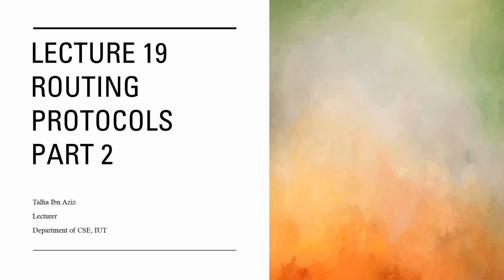This is lecture 19, which covers the second part of the different routing protocols that we're supposed to cover. In the last lecture we learned about two different routing protocols, and in this one we're going to learn two new ones and also about VANET, or Vehicular Ad-hoc Network. Okay, so let's start.